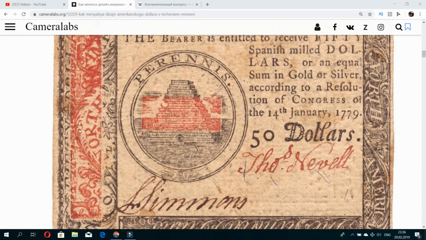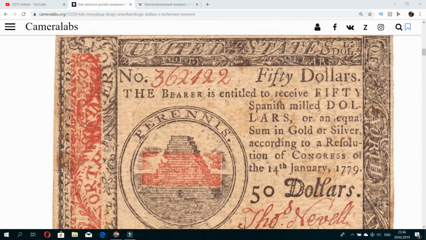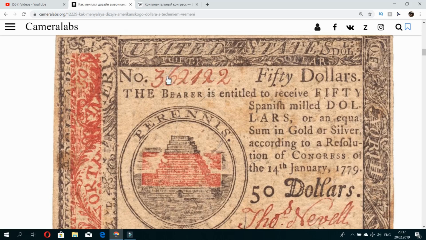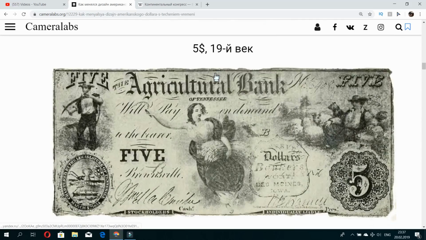To the left we see North America, $50. So I think this is a kind of protection. And here we have a number of this coupure. Okay, I hope you will see this better now.